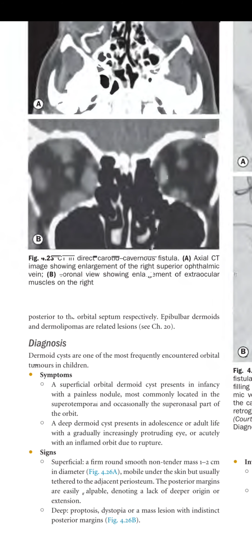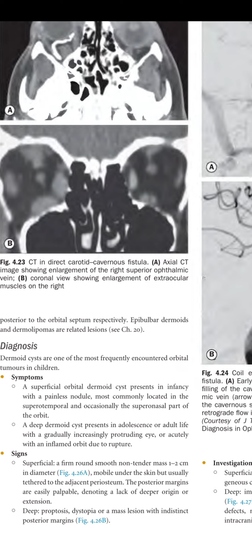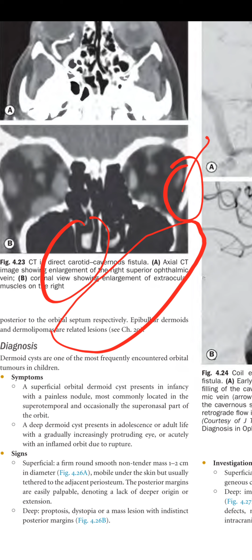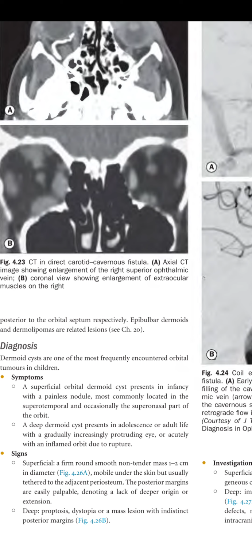Symptoms: there is a superficial dermoid and a deep dermoid. A superficial orbital dermoid cyst presents in infancy with a painless nodule, most commonly located in the supratemporal and occasionally in the supranasal part of the orbit. A deep dermoid cyst presents in adolescent or adult life with a gradually increasing protruding eye, or acutely with an inflamed orbit due to rupture. So a superficial dermoid is basically present in the supratemporal area, but sometimes it occurs in the supranasal part as well. The deep one usually presents in adulthood when it ruptures.